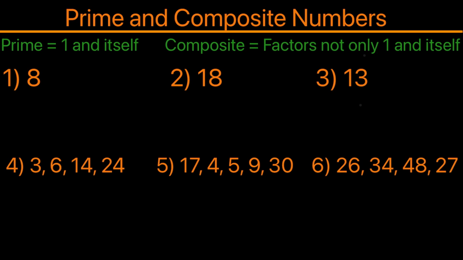So for the first one, 8. We have 1 and 8, and we see 2 times 4 is 8, and then 4 times 2 is also 8. So in this case, it's more than just 1 and itself. So it's not a prime number, but a composite.